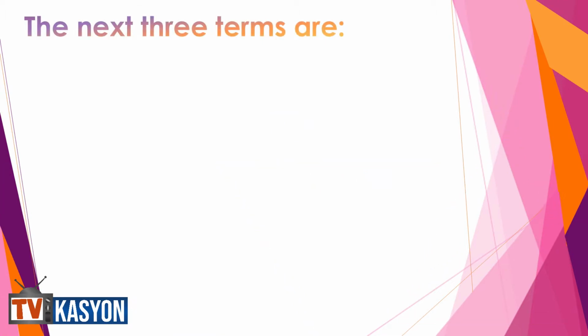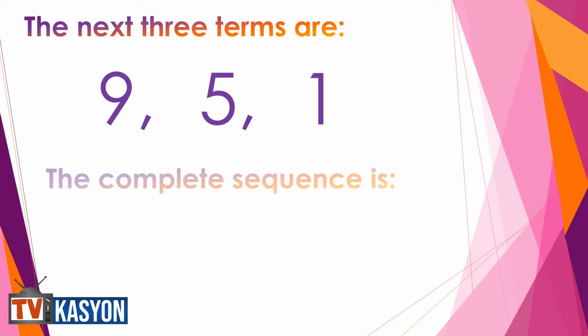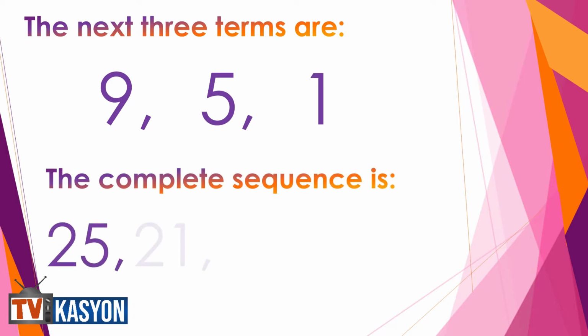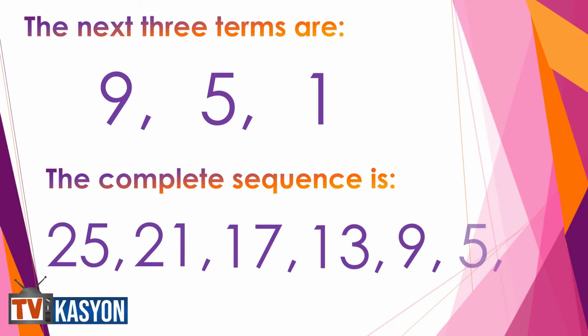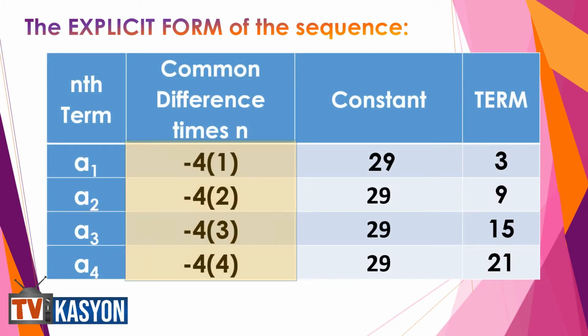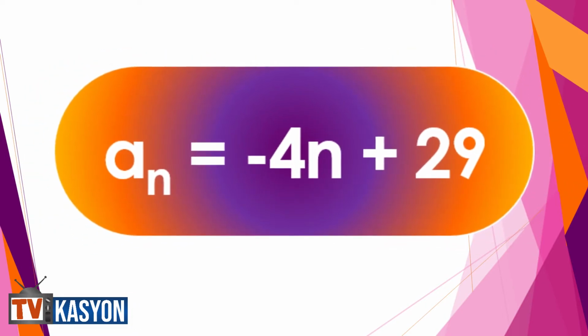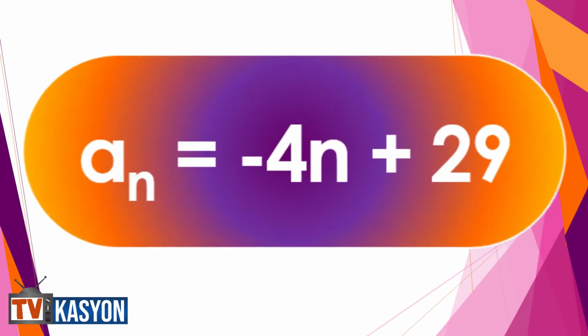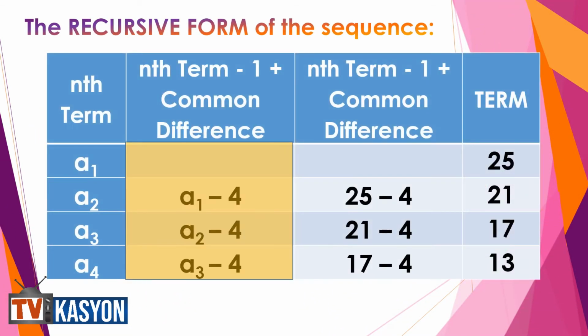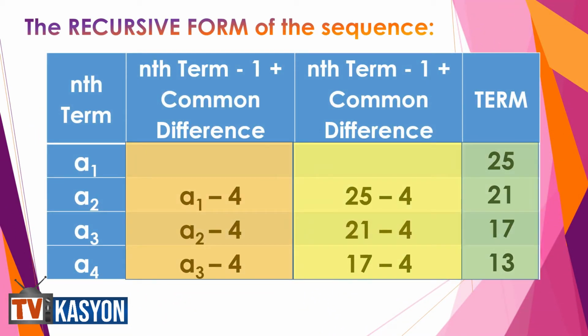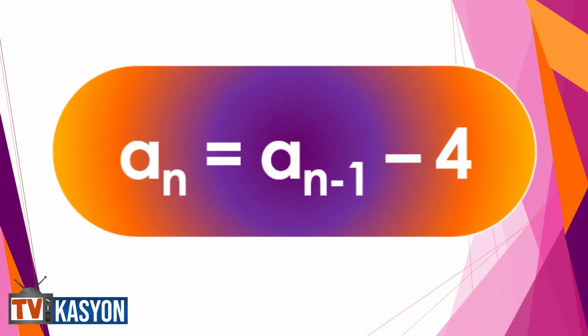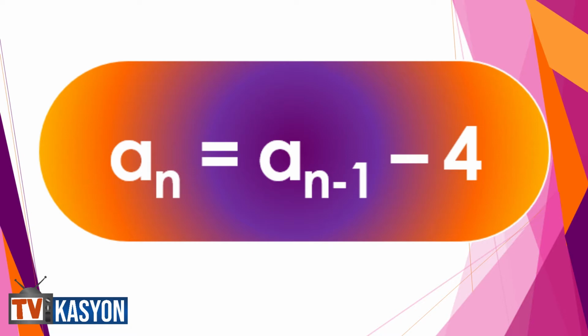The next three terms are 9, 5, and 1. The complete sequence is 25, 21, 17, 13, 9, 5, and 1. The explicit form of the sequence is a sub n equals negative 4n plus 29, while the recursive form of the sequence is a sub n equals a sub n minus 1 minus 4.